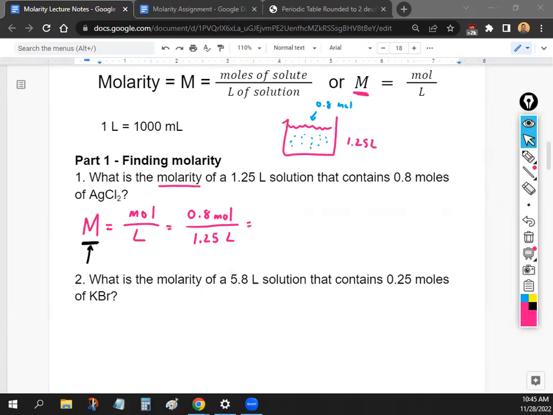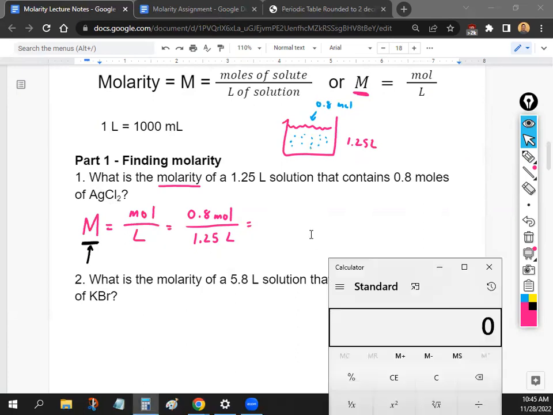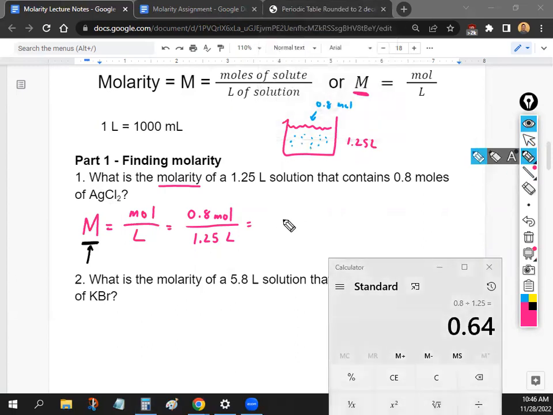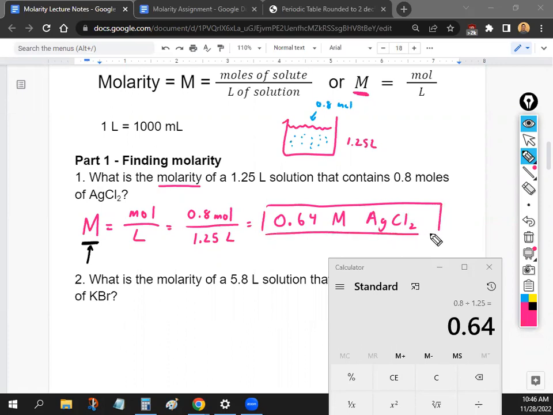Okay, so if you guys remember the rules for fractions, it's just top divided by bottom. So on your calculator, you're just going to do 0.8, the top, divided by the bottom, 1.25, and that will give us a final answer of 0.64. That's it, 0.64, and just make sure you label it properly. It's molarity of the chemical you're talking about, AgCl2, and that's your answer. Okay, so if you dissolve 0.8 moles in a 1.25 liter solution, you'll get something that's 0.64 molarity.